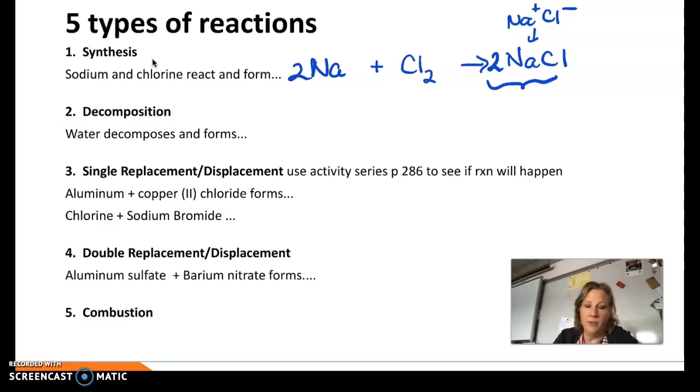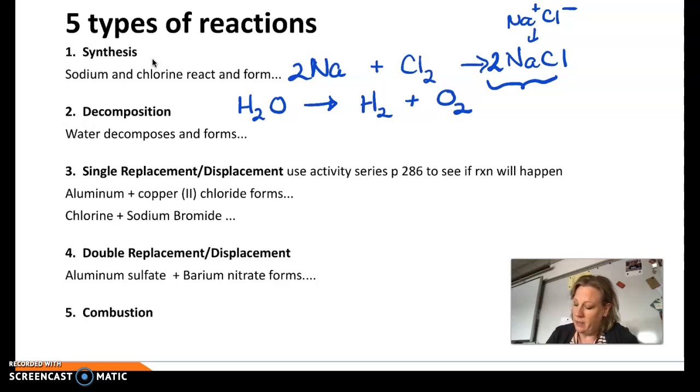Decomposition is really the opposite of synthesis. So for example, water will, if you apply electricity to it, break up into its elements. The only tricky part is to remember that both hydrogen and oxygen are diatomic. So then you would need to balance. So we would need to put those two coefficients in.